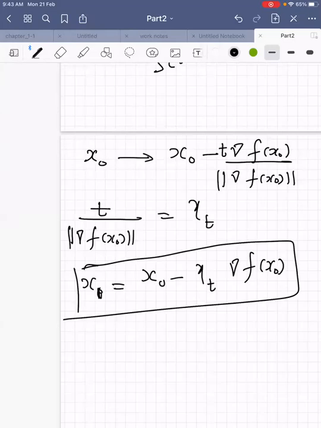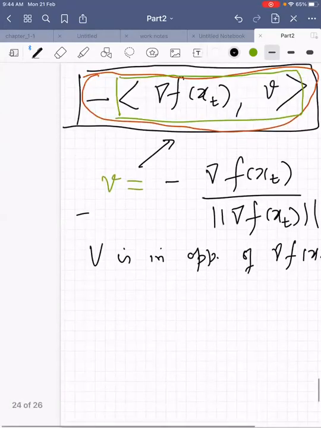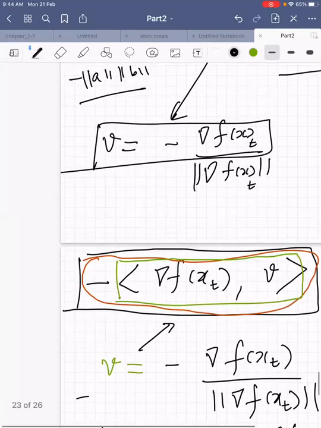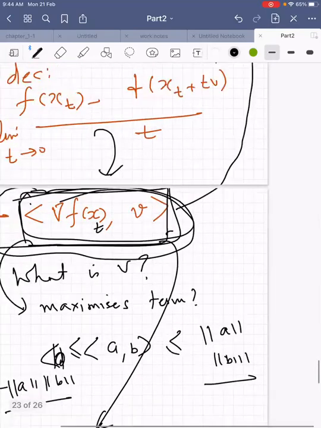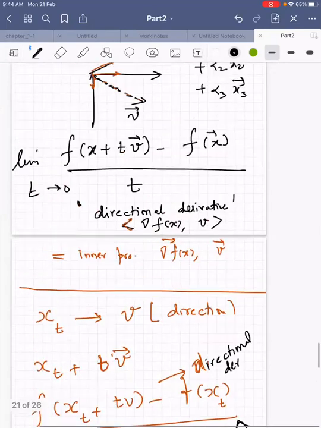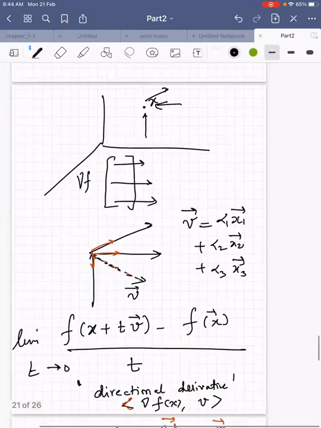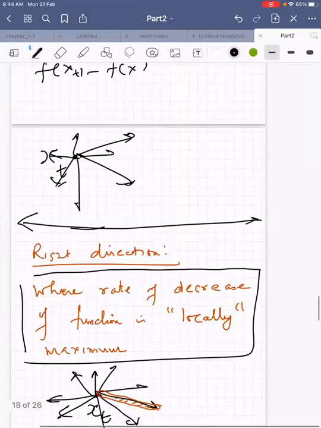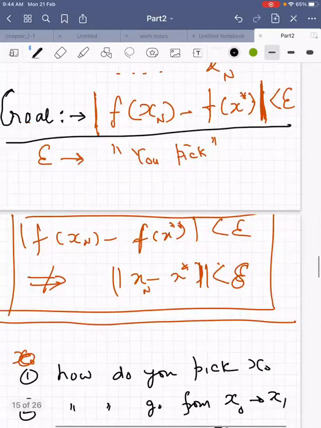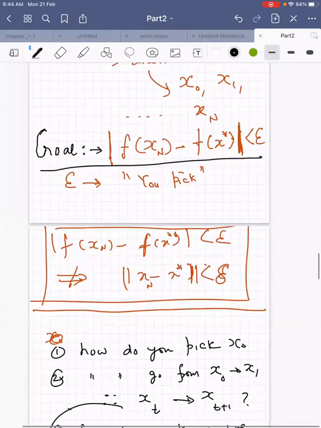Now the question is this. Siraj, a question for you. How do you know that by doing this you will reach our goal? What was our goal? This was our goal: reaching the optimal, the minimum value of the function. How do you know that if I keep on doing this, I'll reach here?